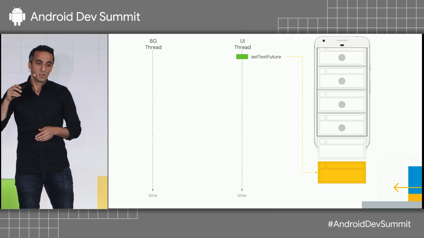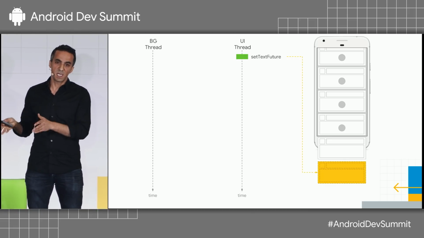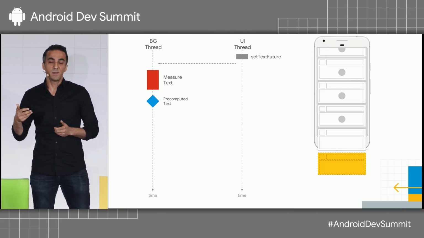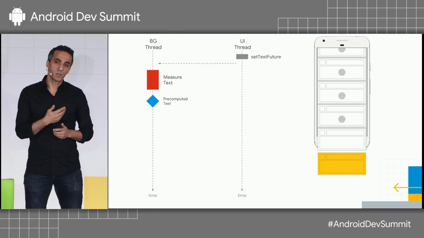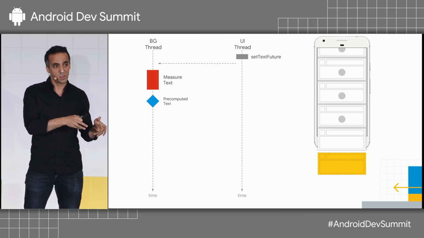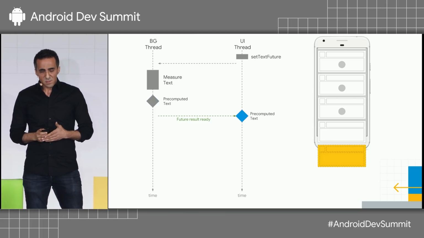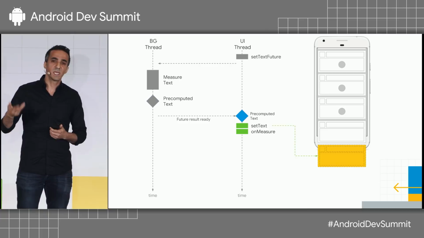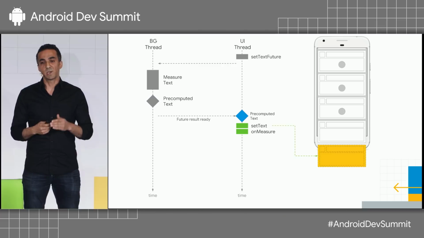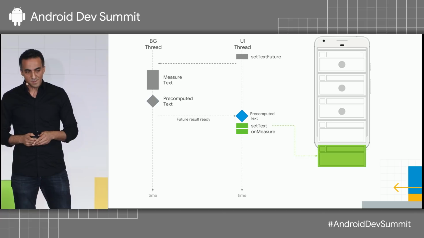When you use RecyclerView with pre-computed text, you will just change setText to setTextFuture. And what prefetch will do is, before an item is shown on the screen, it will go to the background thread, do the text measurement, and as a result, create the pre-computed text. When the computation is ready, it will switch back to the UI thread and call setText with this pre-computed text, which will make the measurement part much faster than the previous case.